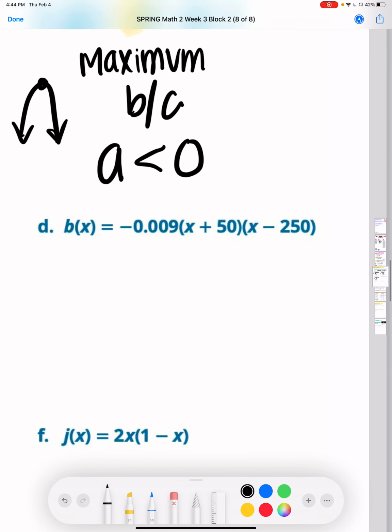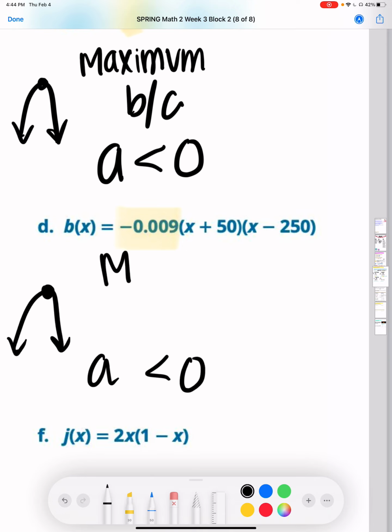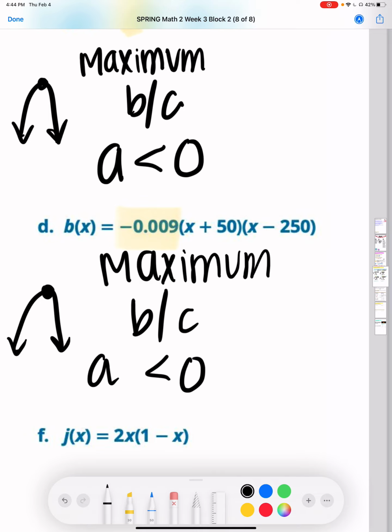Next one is in factored form. For factored form, we just want to look at the front. That's where your a sits. It's a times (x minus r1)(x minus r2). So we're only looking at our a. Our a is less than 0. So the same thing, the parabola is facing down. We're going to have a maximum, and that's because our a value is less than 0.